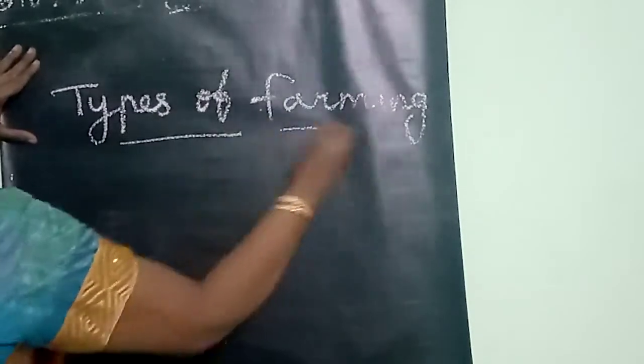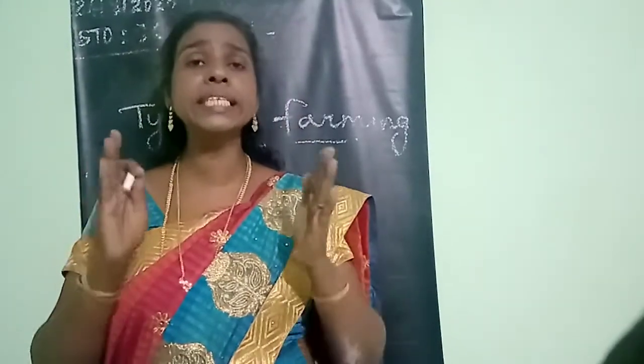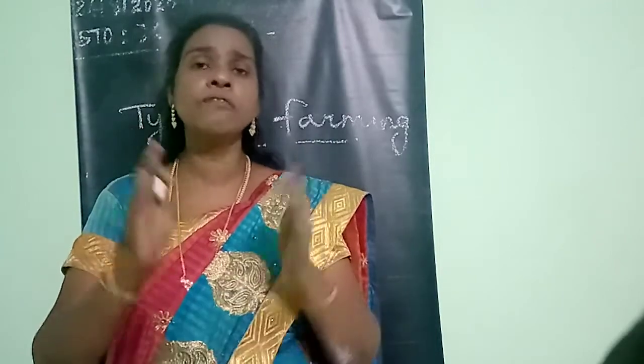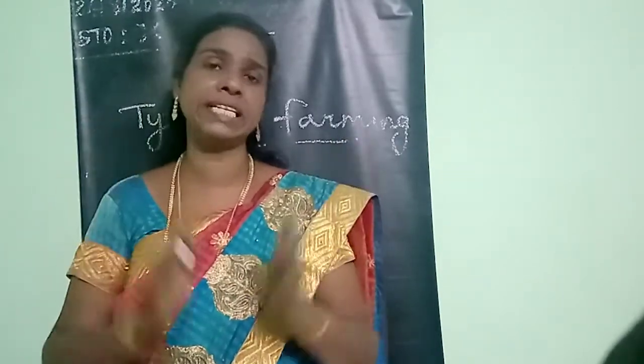Different types of farming. In India, six different types of farming are practiced. The first one is subsistence farming. The second one is shifting agriculture. Then the third one is intensive farming. The fourth one is dry farming. The fifth one is mixed farming. And the last one is terrace cultivation.